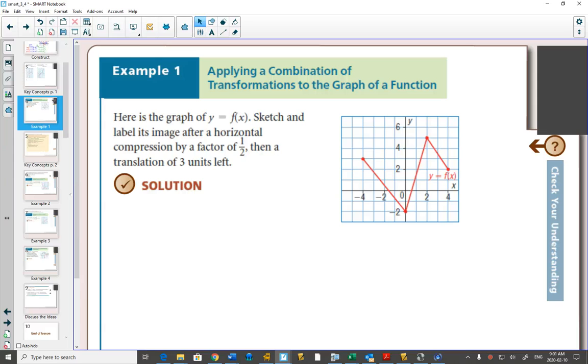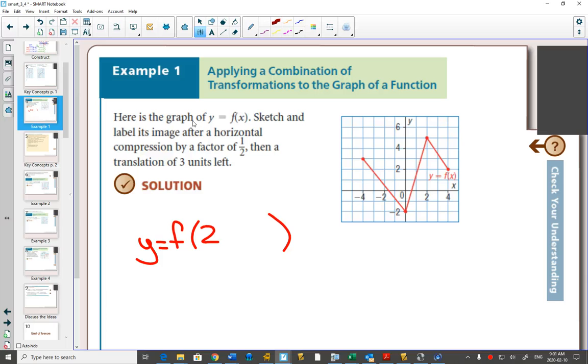They want a horizontal compression by 1/2, then a translation 3 units to the left. Okay? And the first thing that is going to come up, yeah, question? No, it's good. The first thing that I want to show you is, which do you think is the right way to write this in terms of f? Compression by 1/2, that's going to be inside the function. Everybody okay with that being a 2?